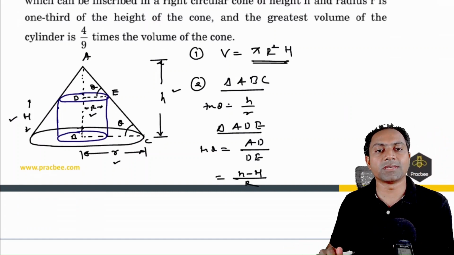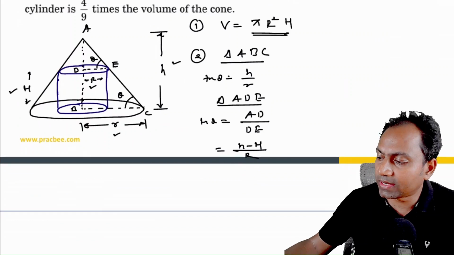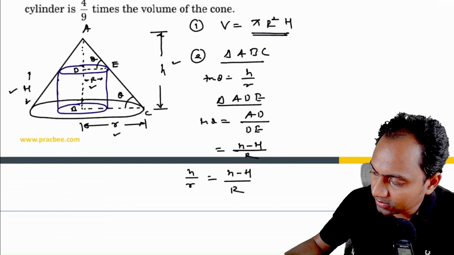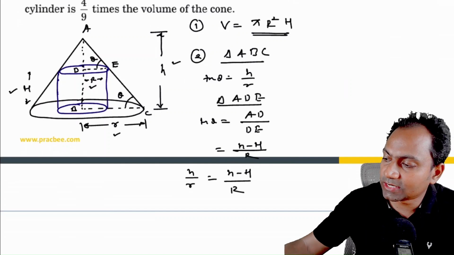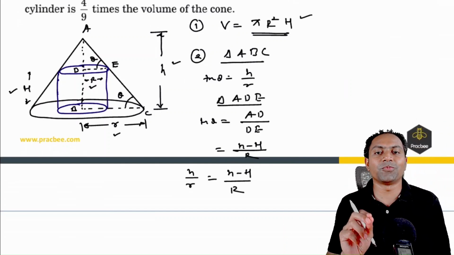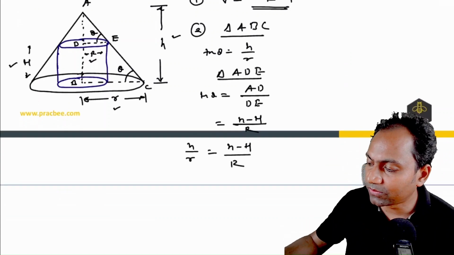So once you have got this, using both of these relations, we can equate the value of tan theta. So h by r will be equal to small h minus h by capital R. From here, if I find the value of h and substitute in the v, I will be able to get a function of volume only in terms of radius, and then I can differentiate and get the answer. So let us see how it works out.